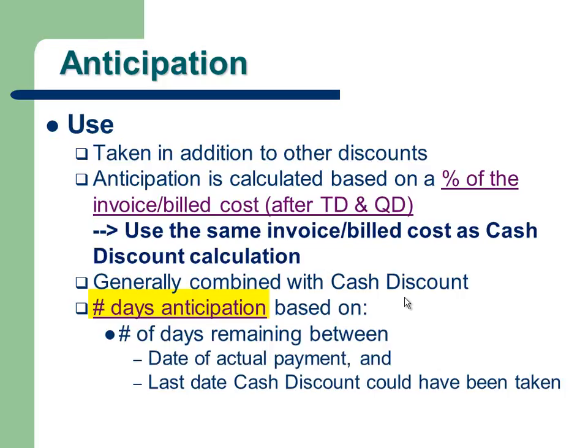The first step to figure out how much anticipation can be taken off is to figure out the number of days of anticipation. The number of days of anticipation is calculated based on the number of days remaining between the last cash discount day and the actual payment date. Basically, if you pay today, how many more days are still left before the cash discount expires?